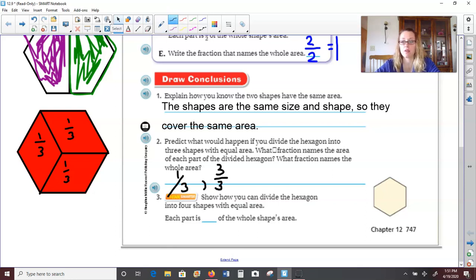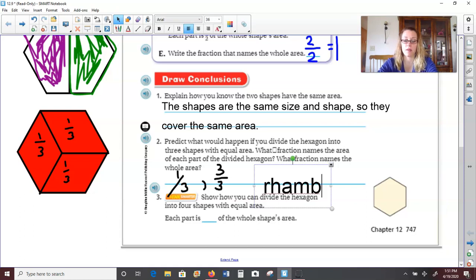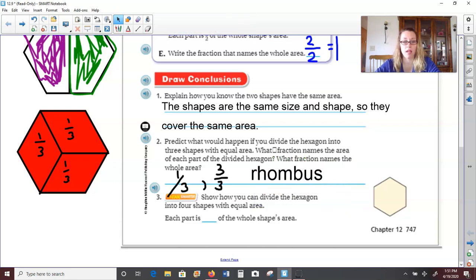And if you look at what shapes we created, all 3 of these shapes inside of the hexagon have 4 sides. And notice each side is equal and opposite sides are parallel. So we created a quadrilateral, but more specifically, we created a rhombus inside. So that was just a little extra as to what shape we created.